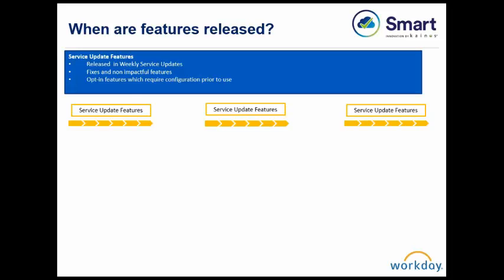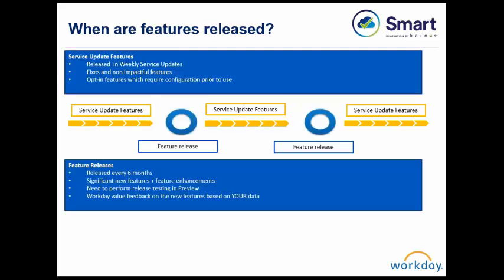So the first of these is the service update releases. These are the weekly patch updates from Workday, and they're typically for bug fixes and non-impactful features, and any features that would require significant configuration. You'd have to opt in for those, but obviously if you are opting in for those, you're going to have to do your regression testing around that.